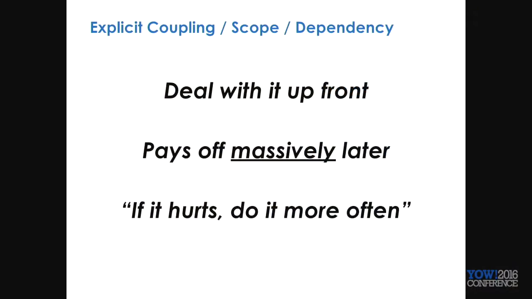So when thinking about scope and dependency and coupling, the idea that you're restricted to just those three types of ownership models and how they interact, deal with it up front. It pays off massively later. And basically, it looks sort of like this. Initially, it hurts, trying to wrap your head around exactly how this should be. But what happens in the end is you get better at it.